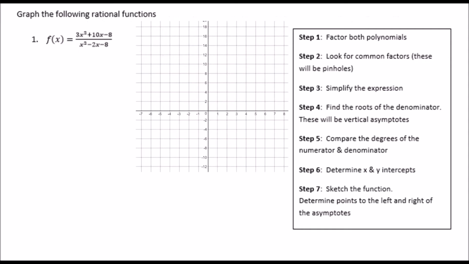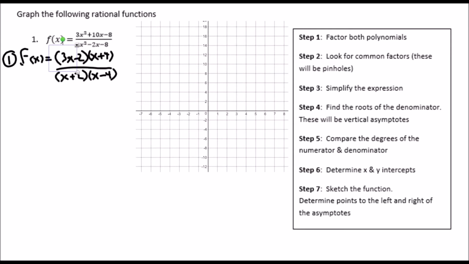My first example is a quadratic over a quadratic. So we're going to follow the 7 steps. We're going to sketch it as best we can. Step 1. Of course, we're always looking to factor. So step 1, I want to factor it. So here I'm going to have f of x equals 3x minus 2 and x plus 4, a nice complex trinomial, all over a simple trinomial. So here's going to be x plus 2, x minus 4.